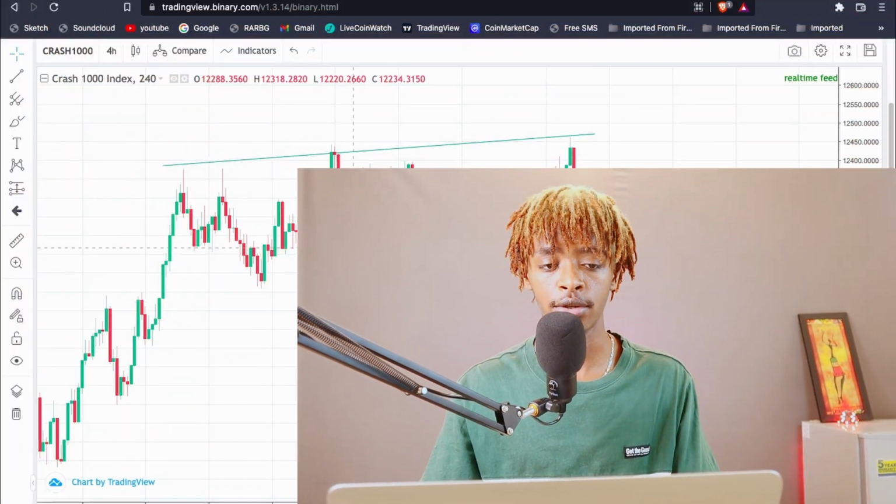So divergence can be used with RSI, it can be used with MACD, and it can be used with any other type of indicators like maybe moving averages also. But today I am going to show you how you can spot divergence just by using RSI or relative strength index. So the first thing you need to do is open up your chart. I will show you on Crash 1000 only.